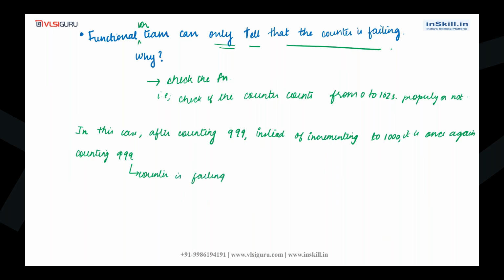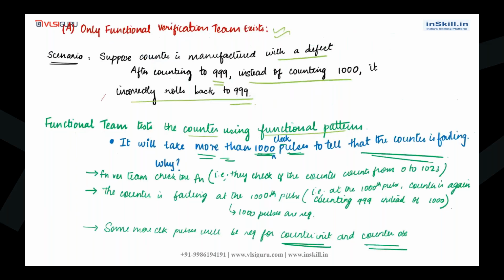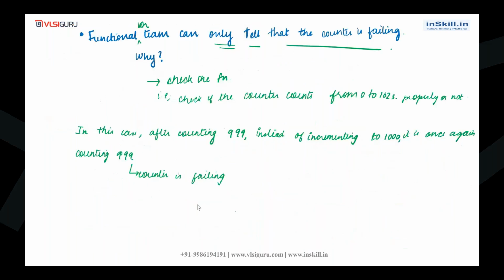So this is why the functional verification team can only tell that the counter is failing, because they check the functionality: whether the counter counts from 0 to 1023 properly or not. After counting 999, instead of counting 1000, it is once again counting 999. So this is what will happen when only a functional verification team exists. In that scenario, it will take more than 1000 clock pulses to tell that the counter is failing, and the functional verification team can only tell that the counter is failing.